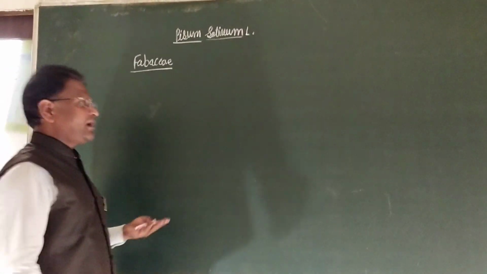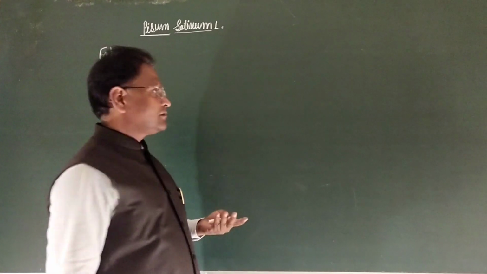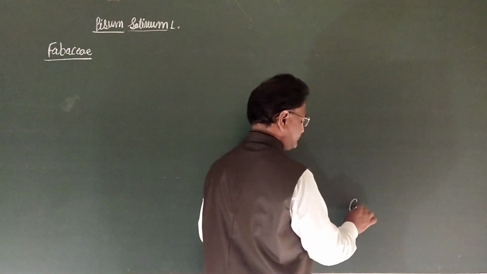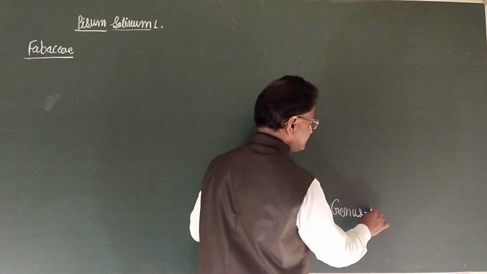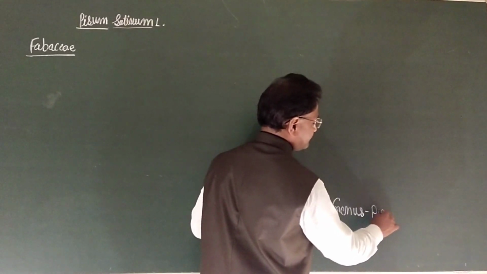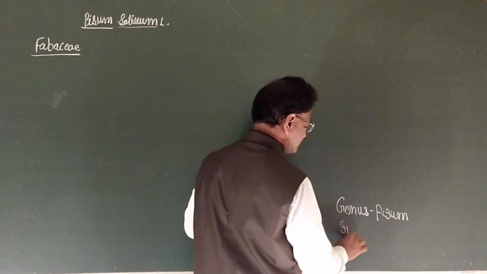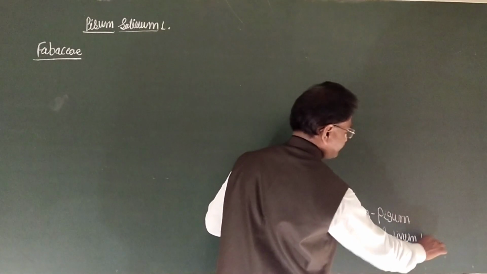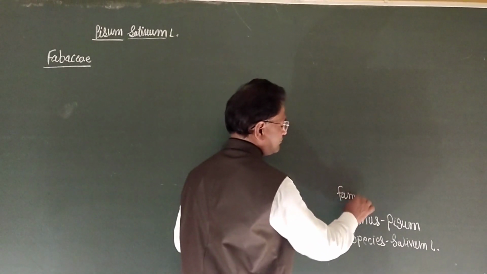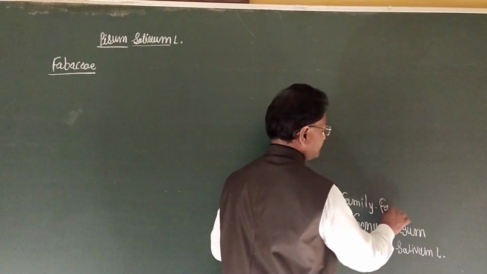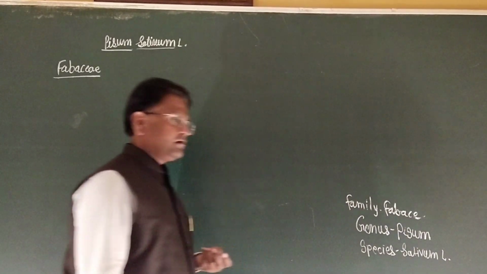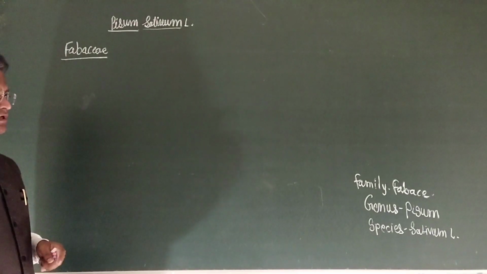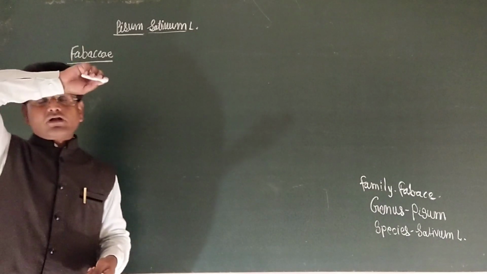If we classify the pea plant: genus Pisum, species sativum. The family of the plant, family Fabaceae. The division angiosperm, kingdom Plantae, that we have to study in the taxonomy of the plant in detail.